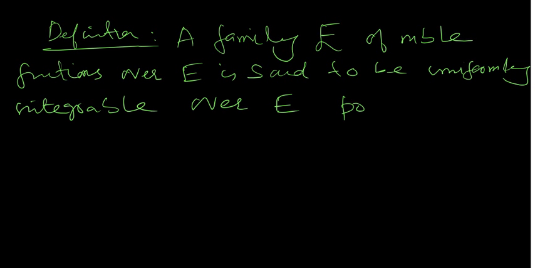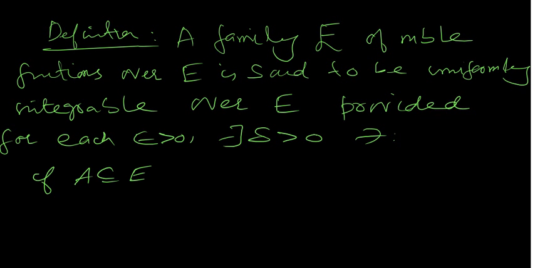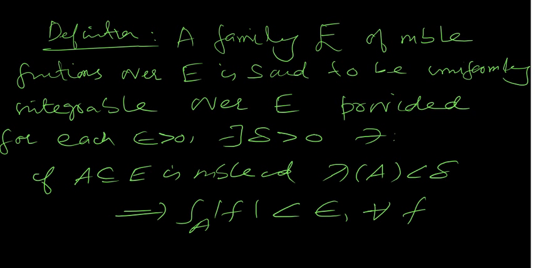provided for each epsilon positive, there should exist delta positive, such that if A is a subset of E, measurable, and its Lebesgue measure is less than delta, this should imply the integral over A of the mod of f is less than epsilon. This should happen for each f belonging to that class F. So the delta exists uniformly for each f. If for each epsilon positive there is delta positive such that this holds for each f in F, then we can say this collection F is the collection of uniformly integrable functions.